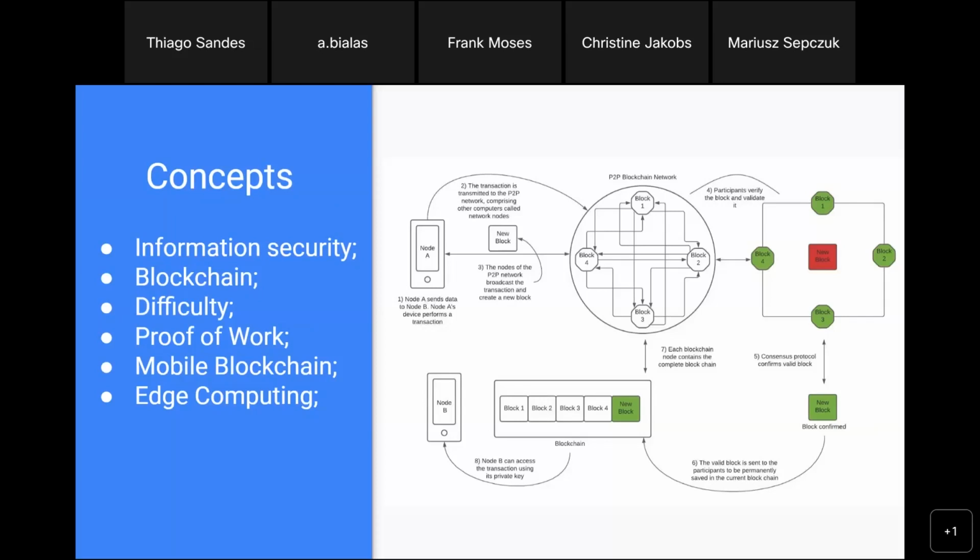The proof of work concept is a form of adding new blocks of transactions to a cryptocurrency blockchain. The work in this case is generating a hash, a long string of characters, that matches the target hash for the current block.